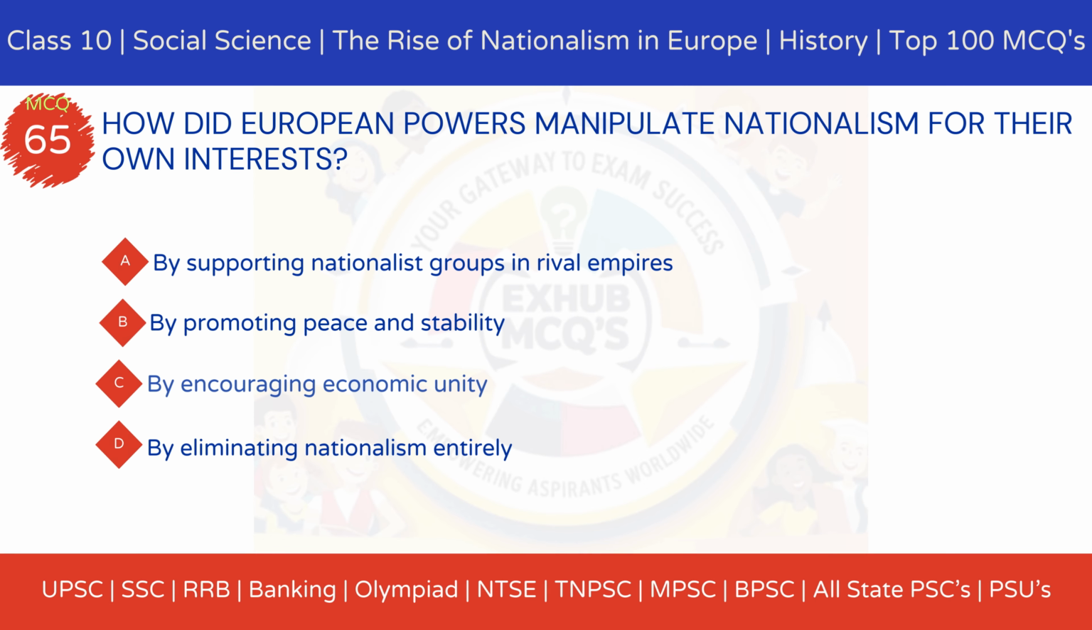MC 65. How did European powers manipulate nationalism for their own interests? Option A. By supporting nationalist groups in rival empires. Option B. By promoting peace and stability. Option C. By encouraging economic unity. Option D. By eliminating nationalism entirely.